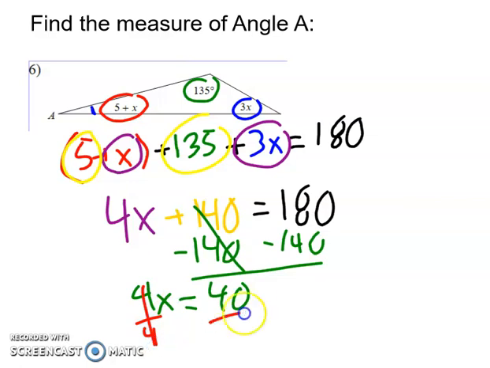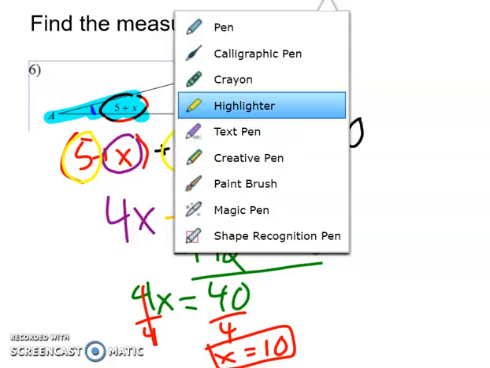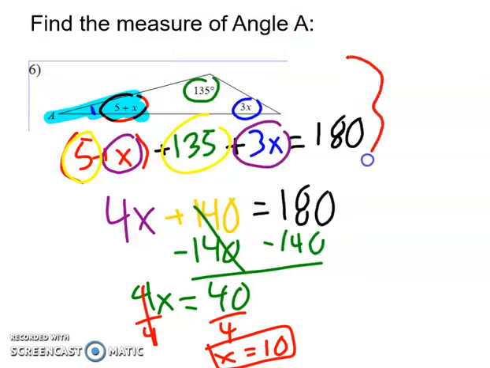We divide by 4. We get that x is going to be equal to 10, which is great, but the directions clearly say to find the measure of angle A. To find the measure of angle A, again, I'm going to highlight it for us because there are a lot of colors over here. Angle A is right here. It's 5 plus x.